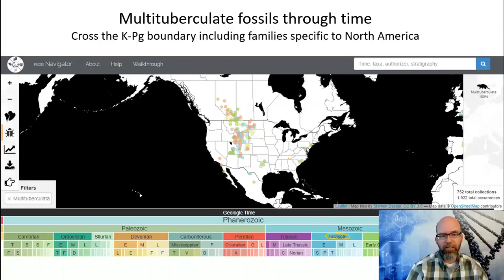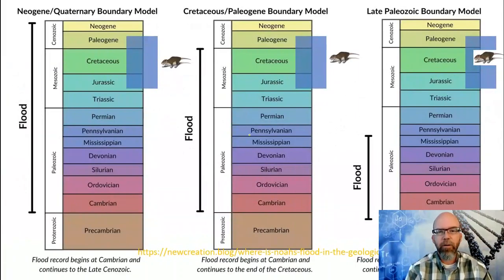Why am I making a big deal about this? Let's go back to our 3 models by young Earth creationists of the flood boundary. So let's take, for example, ICR's Neogene Quaternary boundary. It's way up here. Basically all the fossils in the fossil record are flood fossils, and hardly anything's been preserved after the flood over the last 4,000 years. So where do we find our multituberculates? We find them just in this region here, right? This is the only place we find those fossils. And there are hundreds of thousands of these fossils, so it's a pretty good idea this is where they are.